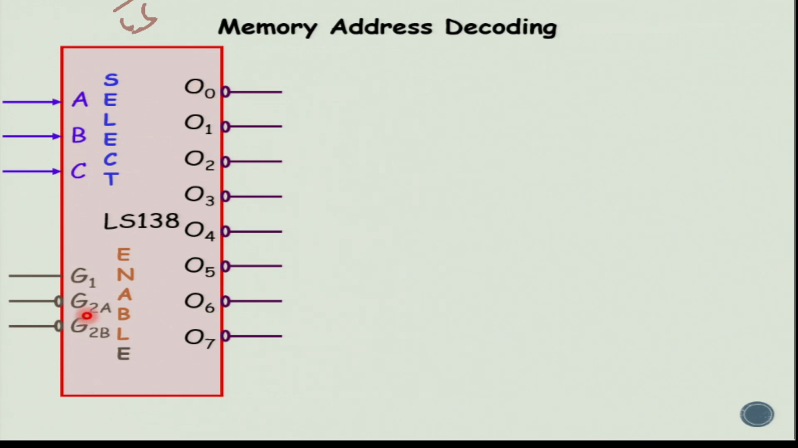There are also going to be 3 enable signals. This is used for enabling the function of LS138. There is going to be G1, which is a high active signal, G2A bar, which is a low active signal, and G2B bar, which is again a low active signal. So if LS138 should function, G1 should be high, and G2A bar and G2B bar must be low. Only then is LS138 going to function.